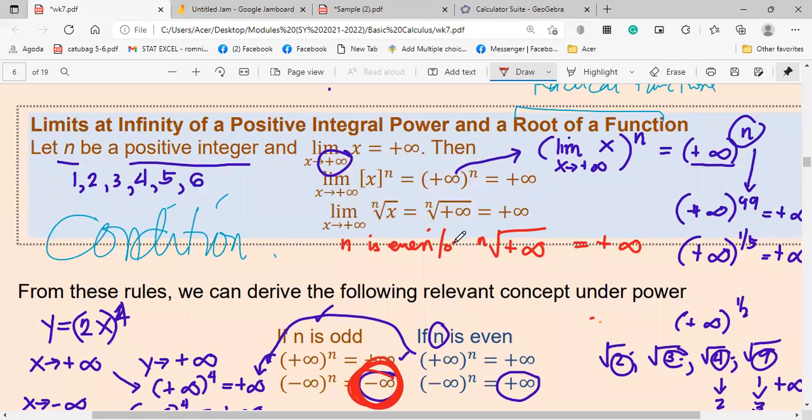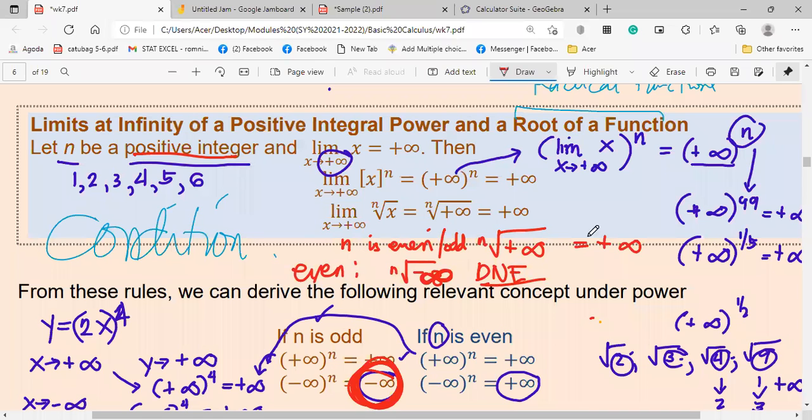Even and odd, pareho sila, for positive infinity. Ang sensitive dito, nth root of negative infinity, kung even yan, this is DNE. Bakit? Kasi nga even root, pinagbabawal ng even na index ang negative numbers, kaya siya DNE class.